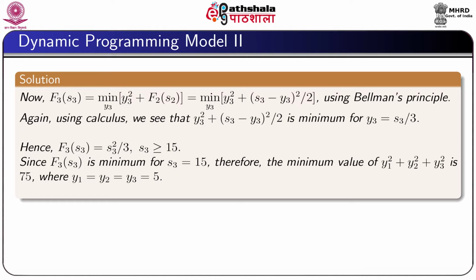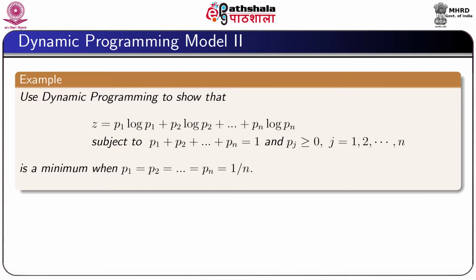Since F3 S3 is minimum for S3 equal to 15, therefore, the minimum value of y1 square plus y2 square plus y3 square is 75 and y1 equal to y2 equal to y3 equal to 5. Let us consider another example.